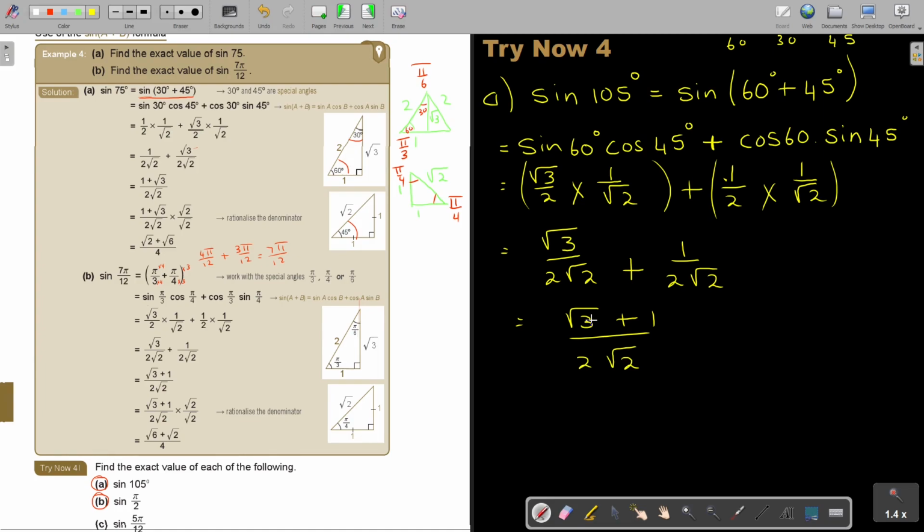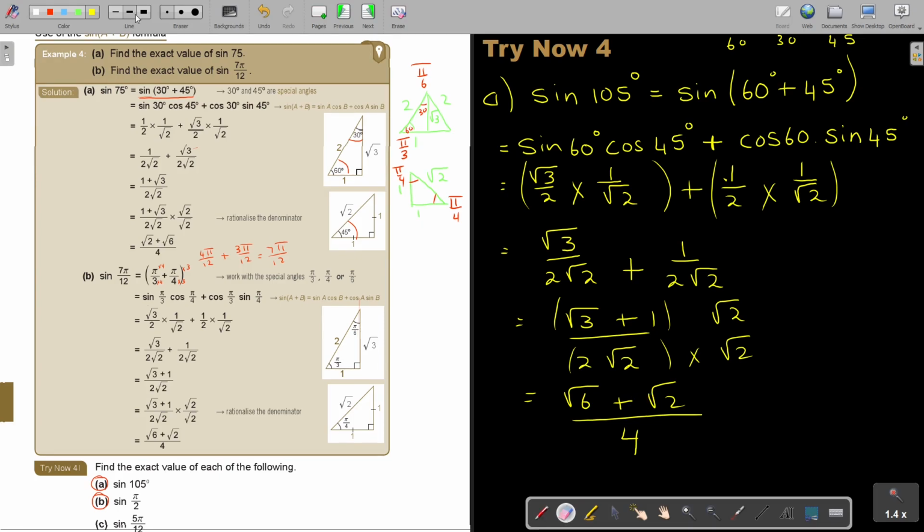And now I want to rationalize it. So I multiply with square root 2 over square root 2. And then if I multiply there, I get square root 6. Can you remember surds? Also chapter 1. And then plus square root 2. And if you multiply this, square root 2 times square root 2 is 2, times 2, and then it's over 4. And there I rationalized my answer. And that's how we do number A.